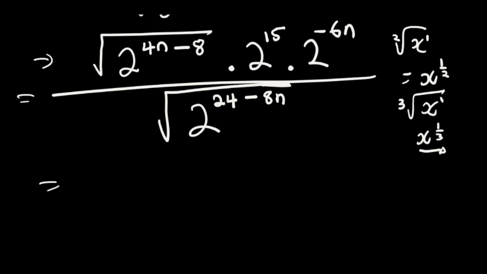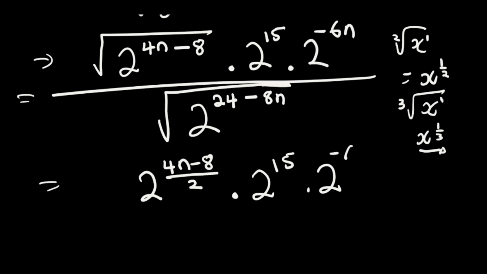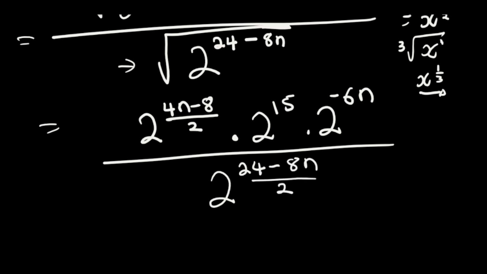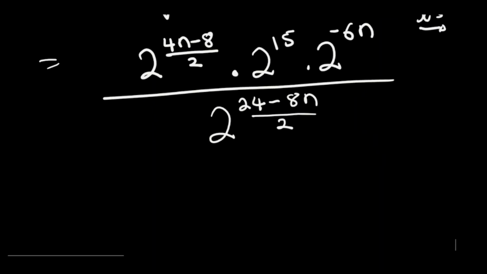Let's start off with the one at the top. So we're going to say 2 to the power of 4n minus 8, because it's a square root, which means we divide by 2, right? Multiplied by 2 to the power of 15, multiplied by 2 to the power of minus 6n, divide by, and then we're going to do this one at the bottom. It's 2 to the power of 24 minus 8n, and then we divide by the 2, like this, because it's a square root. And then from here we can simplify our problem.